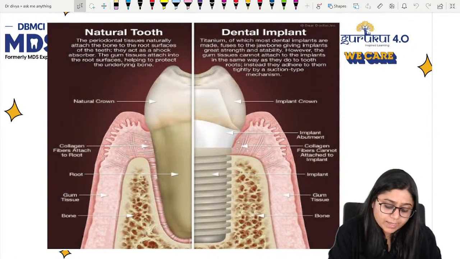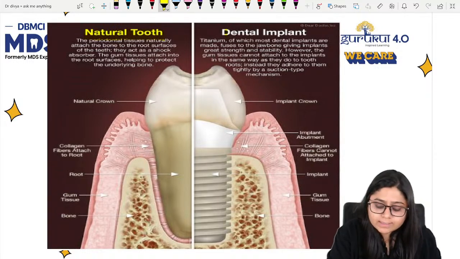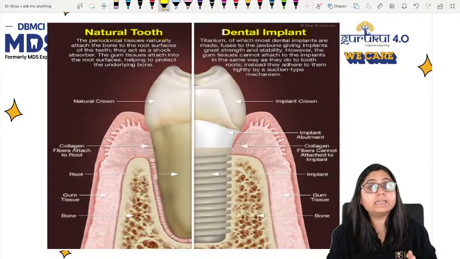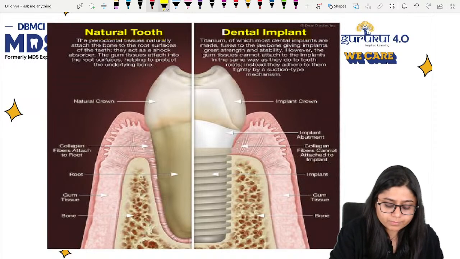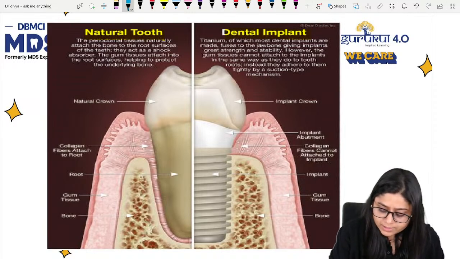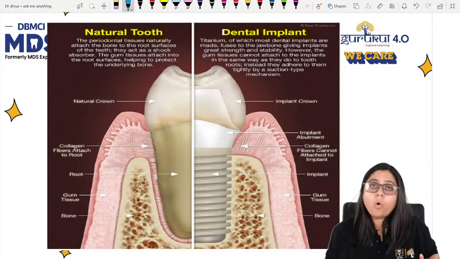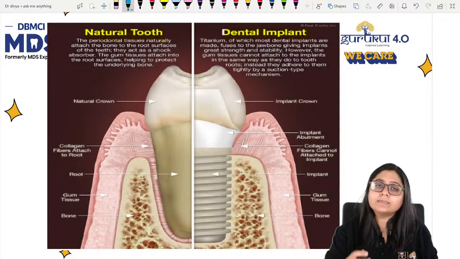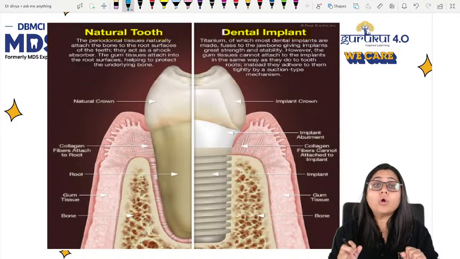In this image, you can see on this side there is a natural tooth, and on the other side they have shown the image of a dental implant, the integration of an implant to the bone, and how the gingival fibers are forming around the implant. So we all know how the tooth is anchored inside the bone. It is anchored with the help of a periodontal ligament. So the tooth is mobile. It is not firm, right?